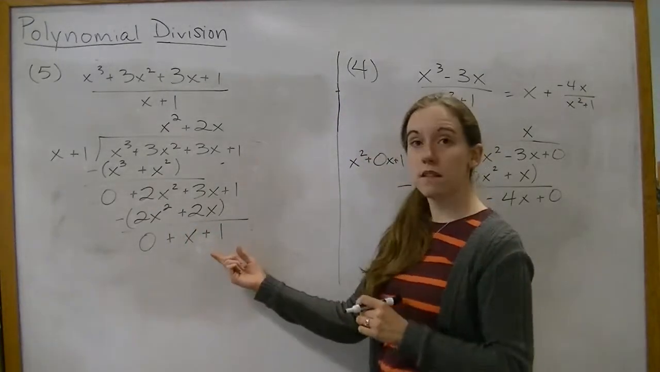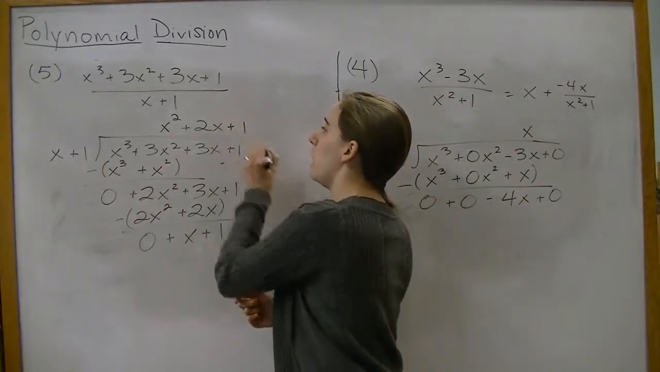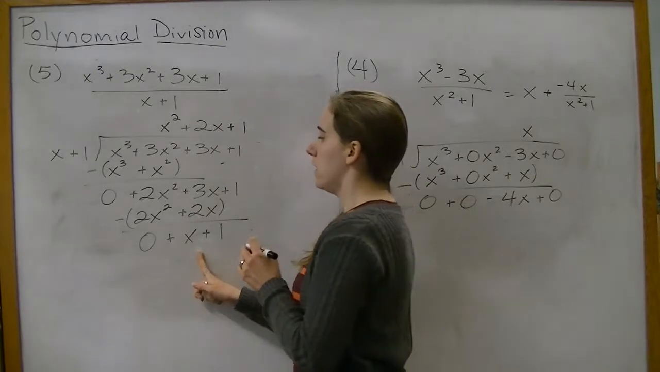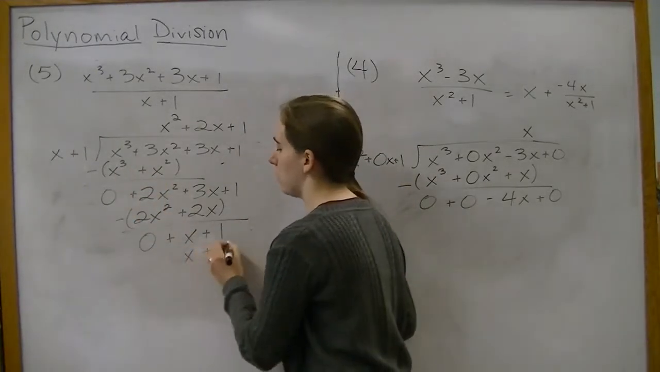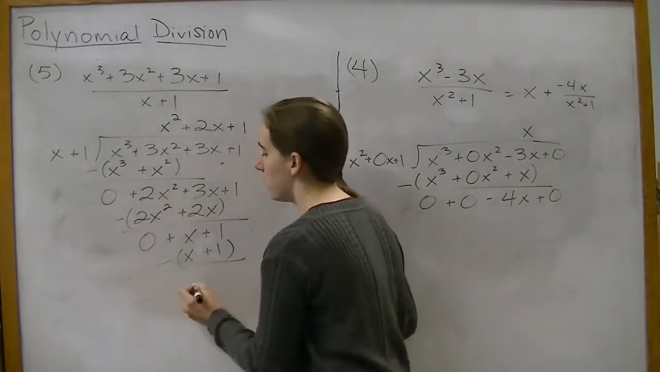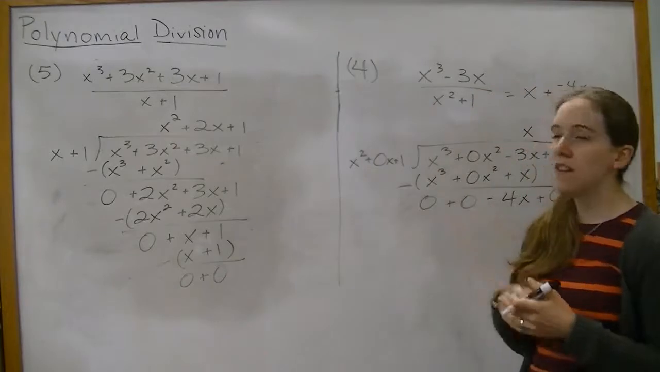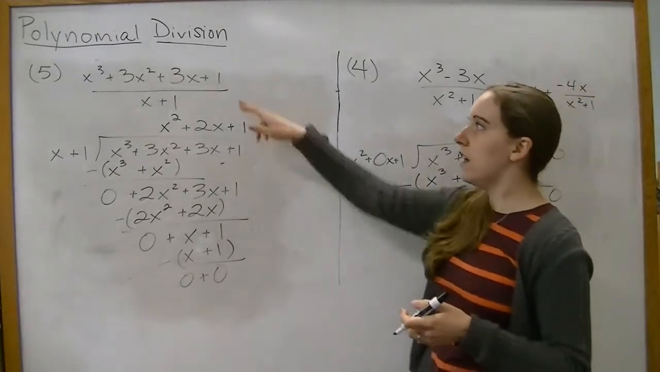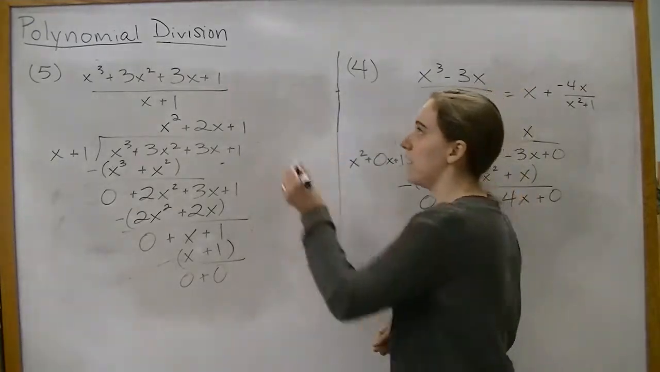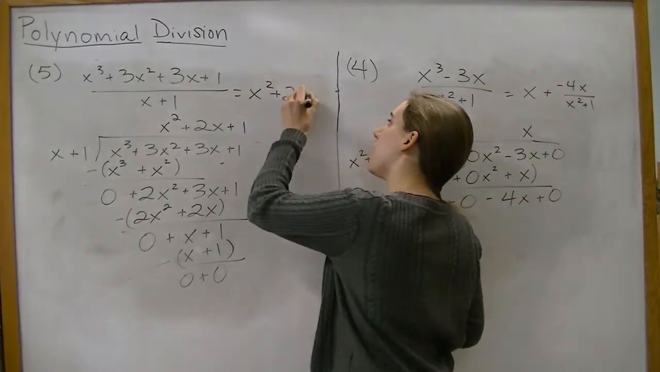Now notice that I can just multiply the x times 1. So I get x times 1 is just x, 1 times 1 is just 1. When I subtract that, the whole thing is going to become 0. So again, in this case, we have a situation where the divisor divides evenly into the dividend. So our answer here would be x squared plus 2x plus 1.